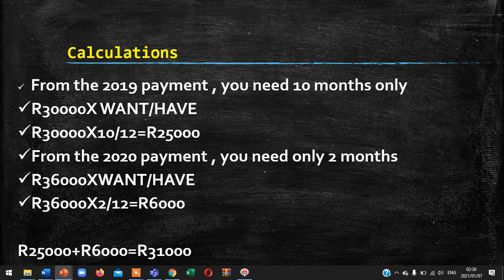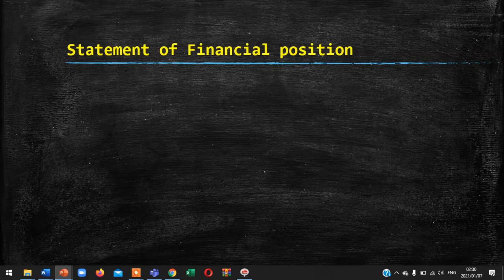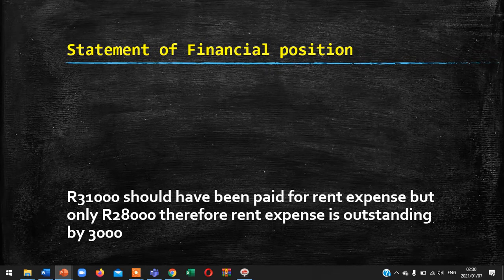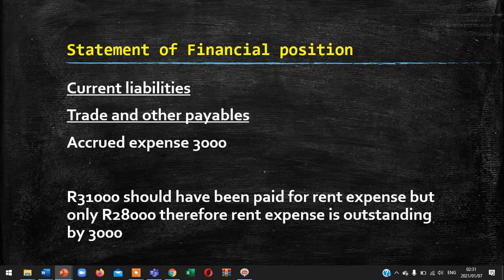So what we need to do is to combine both amounts to determine how much should have been paid for rent expense. Now, under the statement of financial position, the conclusion will be 31,000 should have been paid for rent expense, but only 28,000 was paid. Therefore, rent expense is outstanding by how much? By 3,000 rands. Under current liabilities, you're going to have trade and other payables and then have an accrued expense of 3,000 rands.